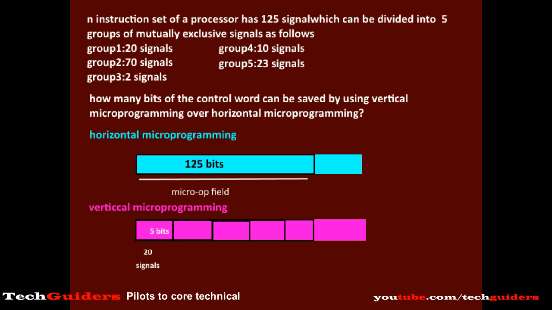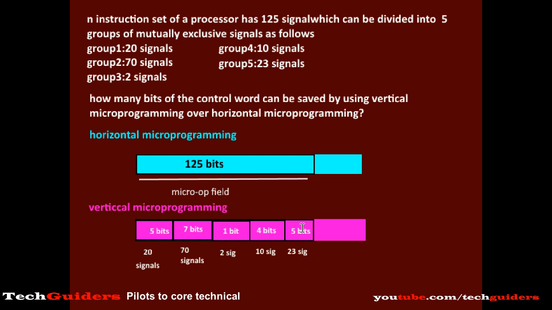Now group 2 consists of 70 signals which can be encoded with ceil of log 70 to the base 2, 7 bits. Group 3 contains 2 signals, we need 1 bit, and group 4 consists of 10 signals which can be encoded with 4 bits. Group 5 consists of 23 signals which can be encoded with 5 bits.